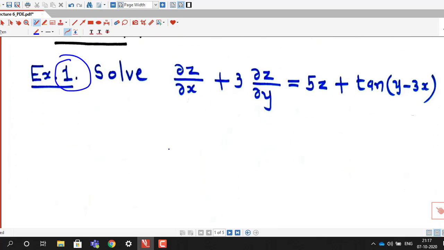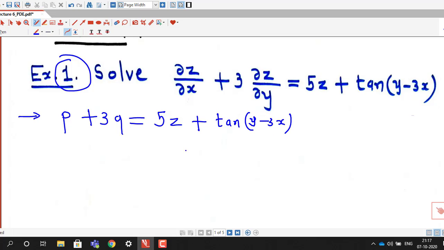Suppose we consider this example number 1. So you can see the given equation is del z by del x, that is small p, plus 3 into del z by del y, that is 3 into q, equal to 5z plus 10 of y minus 3x. If we compare with the Lagrange quasi-linear equation, then it is in the form of a Lagrange quasi-linear equation. So we can apply that method of solving Lagrange equations, and we can start with Lagrange auxiliary equations.